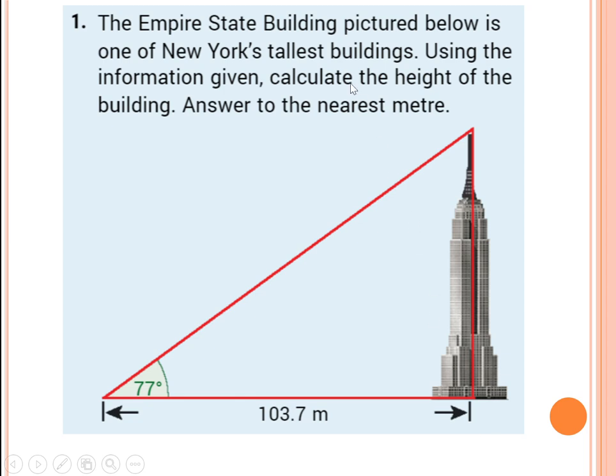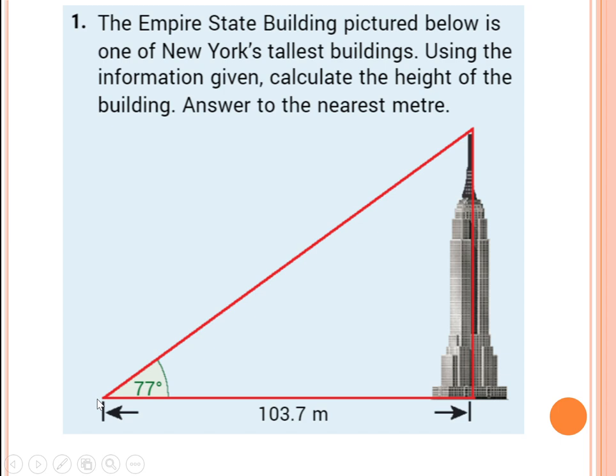So what we've got here is the Empire State Building, one of New York's tallest buildings. Using the information given, calculate the height of the building, answer correct to the nearest meter. So this is all the information we're given. Someone started measuring out here. They walked out from the base of the Empire State Building out to here, and they measured that distance to be 103.7 meters.